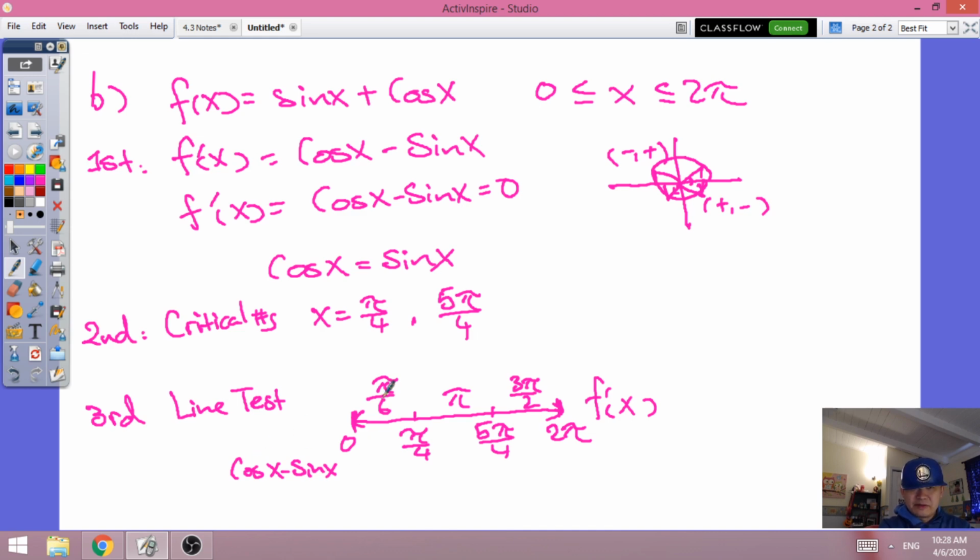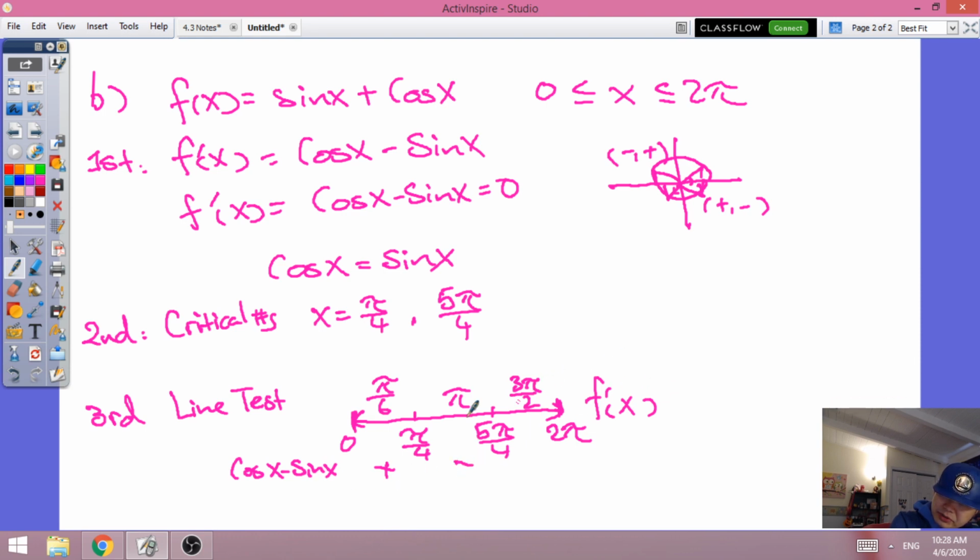So cosine of pi over 6, so cosine of 30 degrees, that's root 3 over 2. Sine of pi over 6, that's 1/2. So root 3 over 2 is actually greater than 1/2, so that means it's going to be positive. And then between pi over 4 and 5 pi over 4, we pick pi. So cosine of pi, that's negative 1. Sine of pi, that's 0. So negative 1, which is negative.